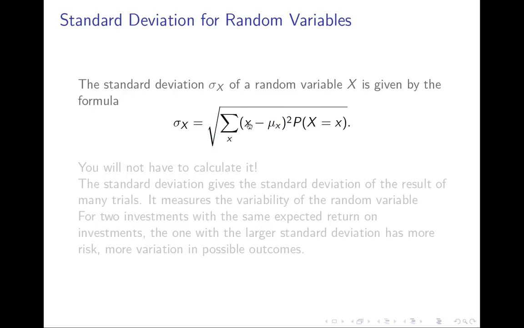For each value, we take the value minus the mean and square it. So we're looking at the distance from the mean squared of each point, which is what we were looking at before. In the earlier notion of standard deviation, we average them, add them up and divide by how many there are. Here, we add each times its probability, and then we still take the square root.